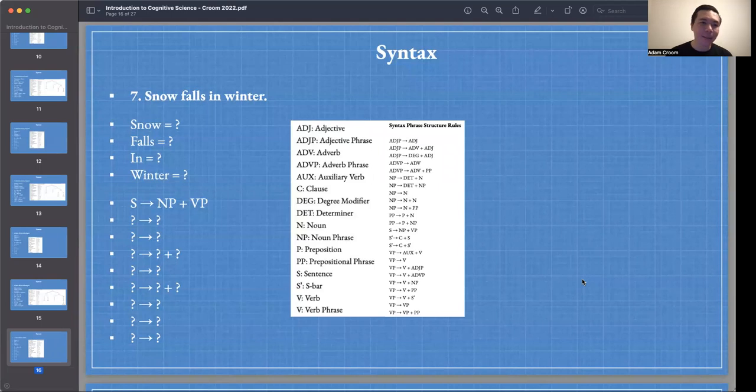The next sentence, and these are kind of fun because we're going to see some recursion or embedding underneath the NP. Okay, the first one though is just this sentence, snow falls in winter. Okay. So ask yourself, what kind of linguistic items are snow, falls, in, and winter? Ask yourself what kind of linguistic items those are.